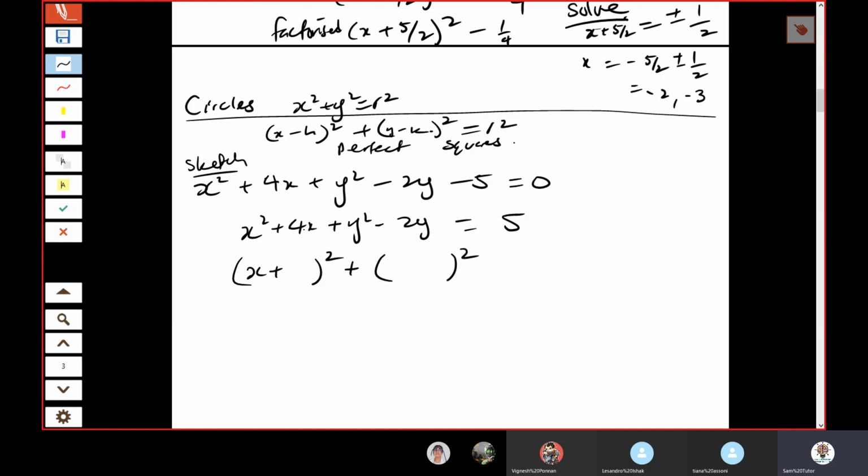X plus half of 4, 2. And square it, 4. 2 squared, 4. Do it again. Y minus half of 2 is 1. Square it, plus 1. Always plus on the right hand side. But if you're doing it my way, we're always plussing. We're never subtracting on the right hand side. And you're done.